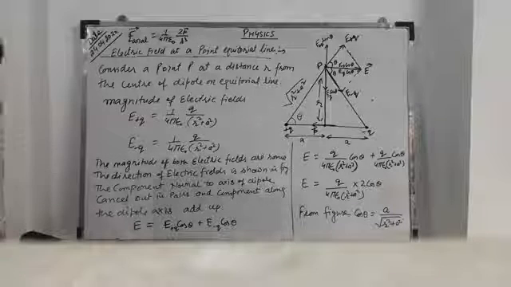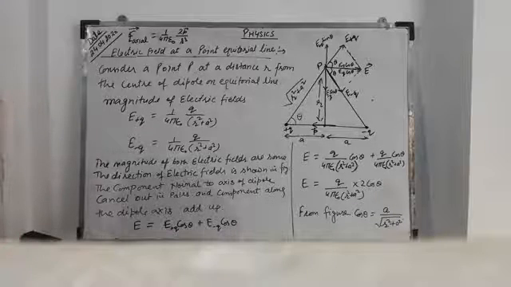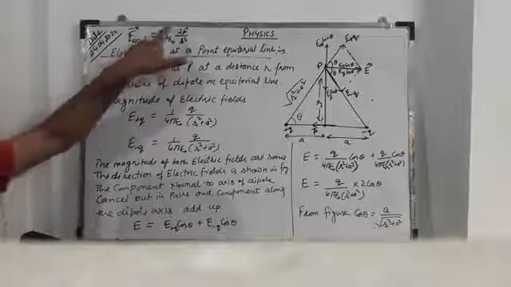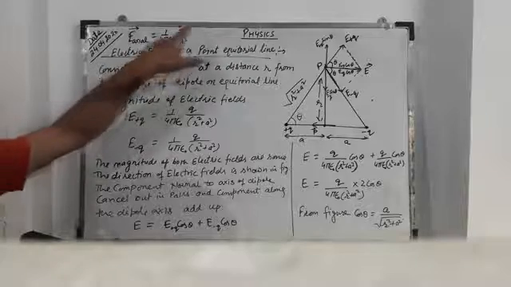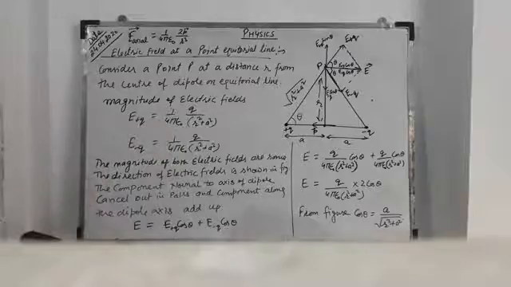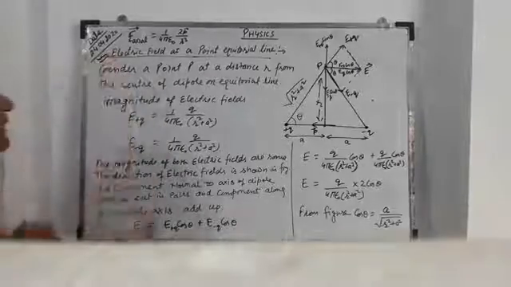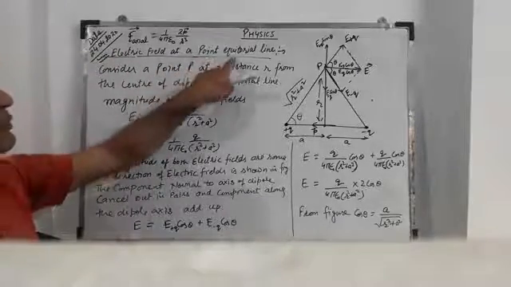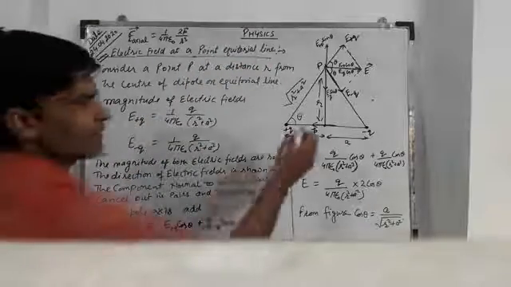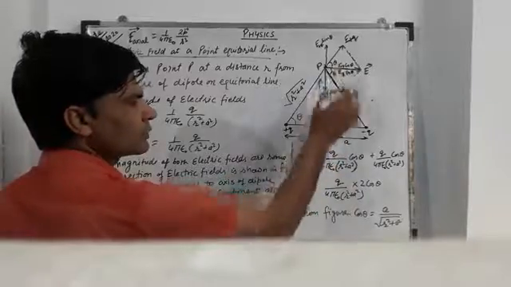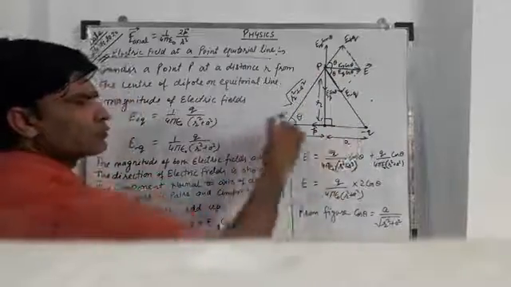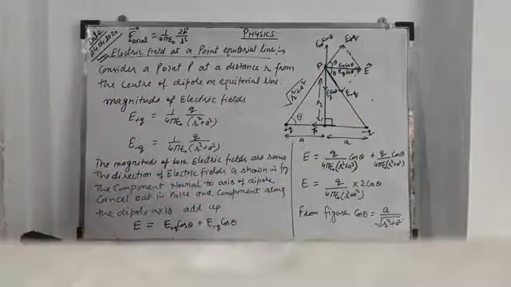Good morning, students. In the previous lecture, we discussed the electric field on the axial line. That is 1 upon 4 pi epsilon naught 2p upon r cube. In this lecture, we discuss the electric field at a point on the equatorial line. What is the equatorial line? A line that passes through the center of the dipole and is perpendicular to the axis of the dipole.